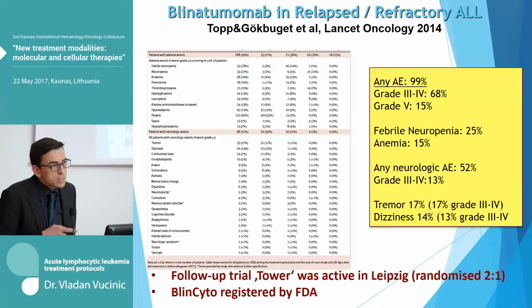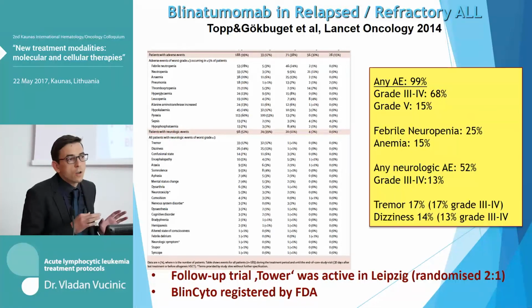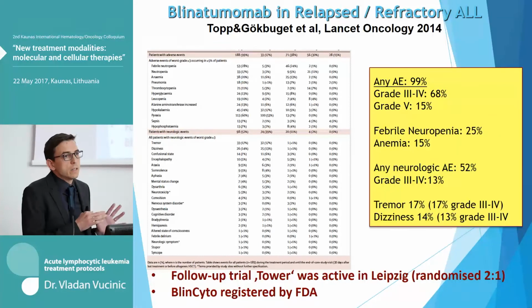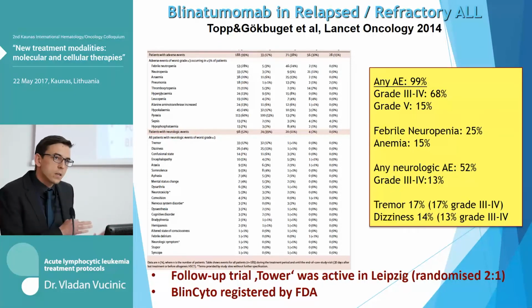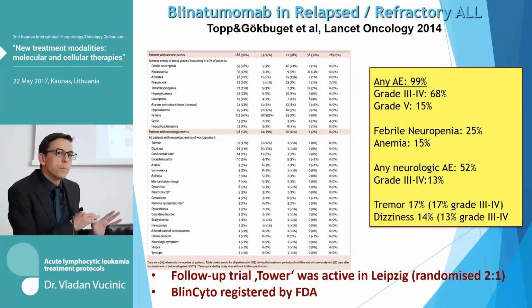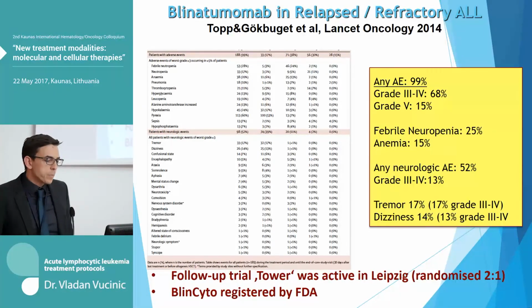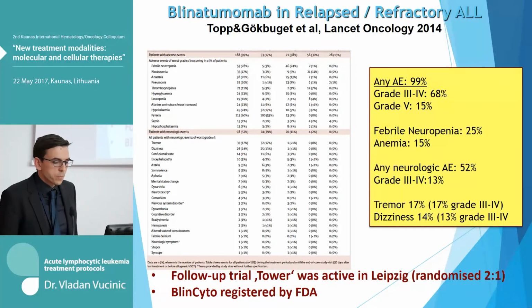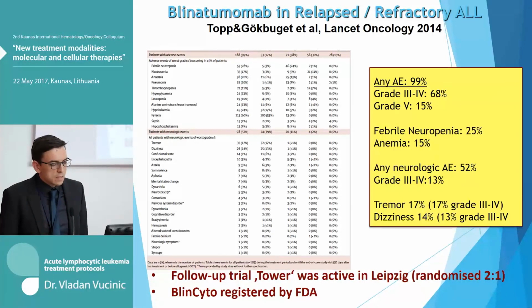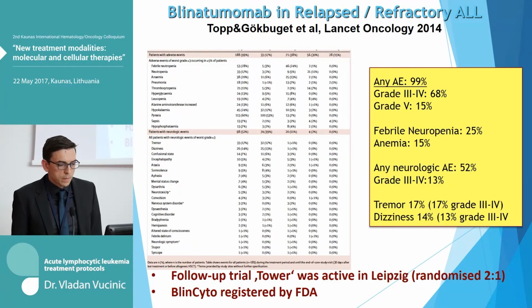And in this setting, they treated patients with a lot of tumor load. So the adverse events that you saw in the molecular relapse setting are more intensified. A lot of patients had febrile neutropenia. Neurologic events were present in at least 50% of patients, and quite a lot of them had a headache as well.